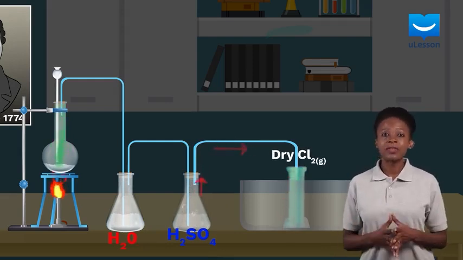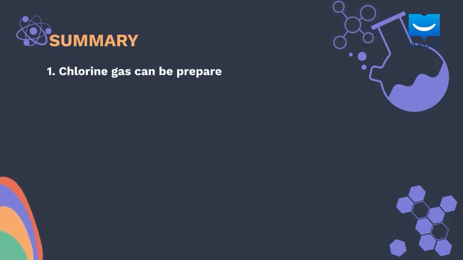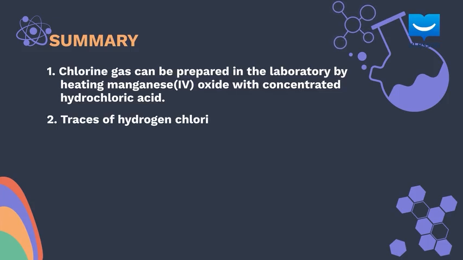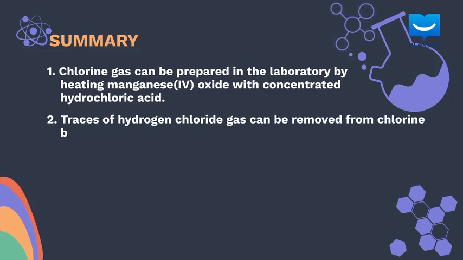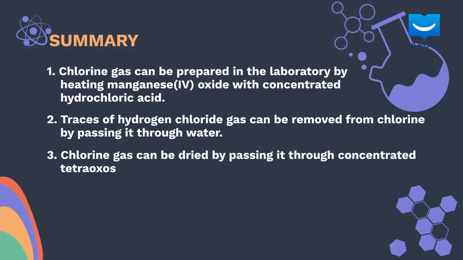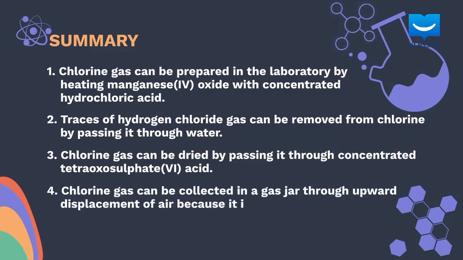So let's do a recap of the important points to note from this lesson. Chlorine gas can be prepared in the laboratory by heating manganese(IV) oxide with concentrated hydrochloric acid. Traces of hydrogen chloride gas can be removed from chlorine by passing it through water. Chlorine gas can be dried by passing it through concentrated tetraoxosulfate(VI) acid. Chlorine gas can be collected in a gas jar through upward displacement of air because it is heavier than air.